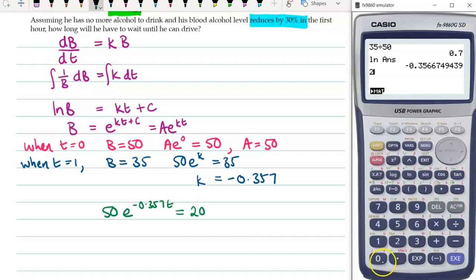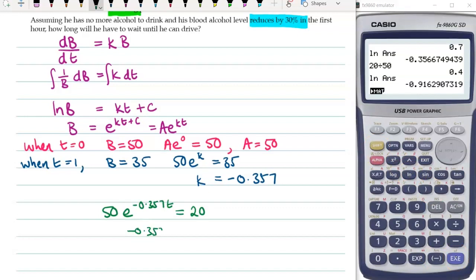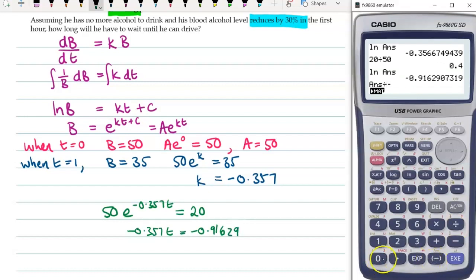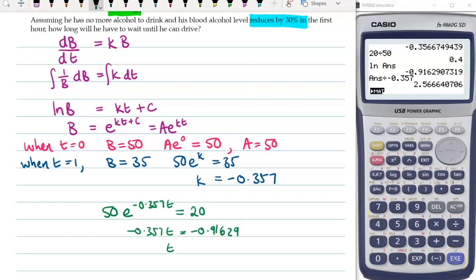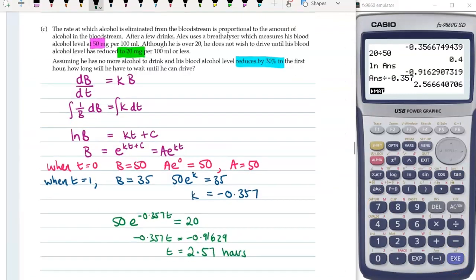So if we do 20 divided by 50, and we take the log of that answer, then we'll get minus 0.357t is equal to minus 0.91629. So let's divide that by the negative 0.357. We've got t is equal to 2.57 hours. That's how long he will need to wait.